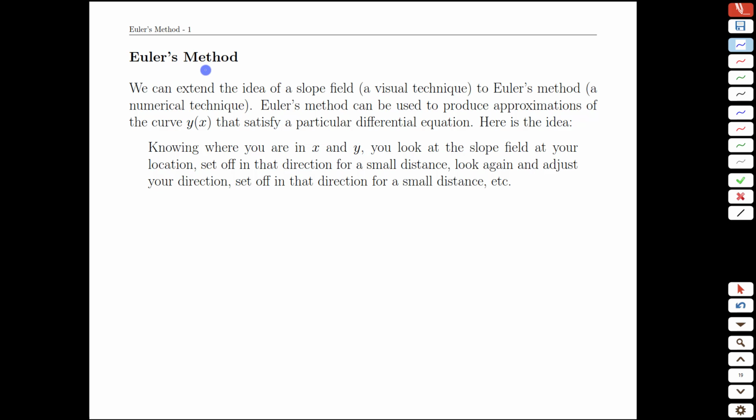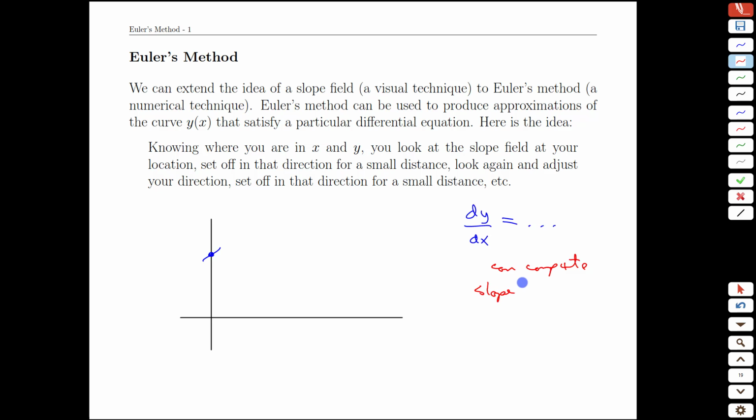In this video, we're going to introduce Euler's method, which is an extension of the slope field visual technique to something that's more quantitative. The premise is straightforward. Like in a slope field, if you're given a point, you know that by being given the differential equation dy/dx equals something, you can compute the slope. And if you can compute the slope, then Euler's method says, well, let's follow that slope.